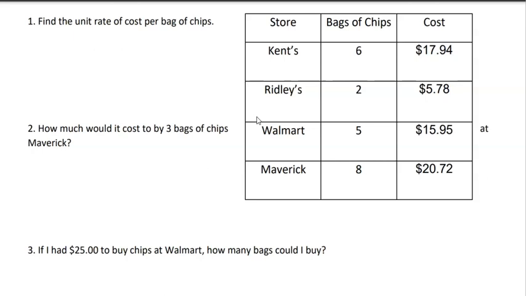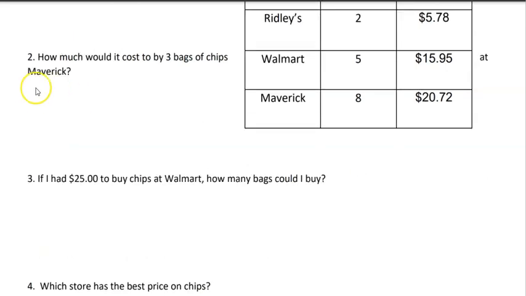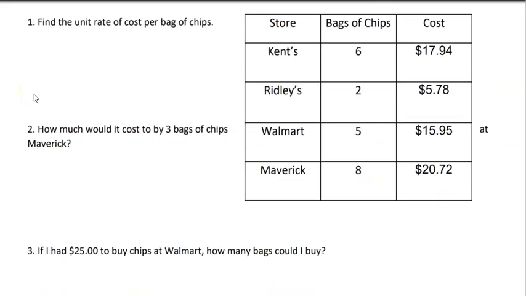Since it says cost per bag of chips, that means that the cost is going to go in the top of our fraction. So I'm going to write down in units what I'm looking for. This will help make sure I keep track of things correctly as I'm plugging in my numbers. So I'm going to write cost divided by bags of chips. Okay, so I'm going to find the cost for each of them divided by the number of chips.